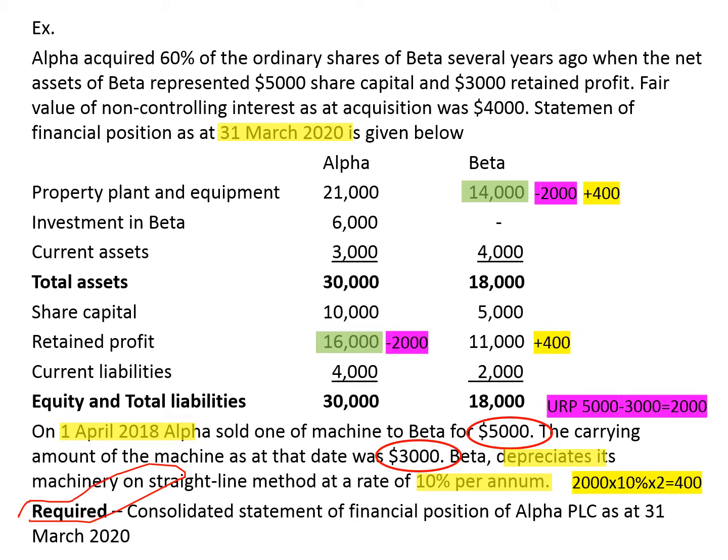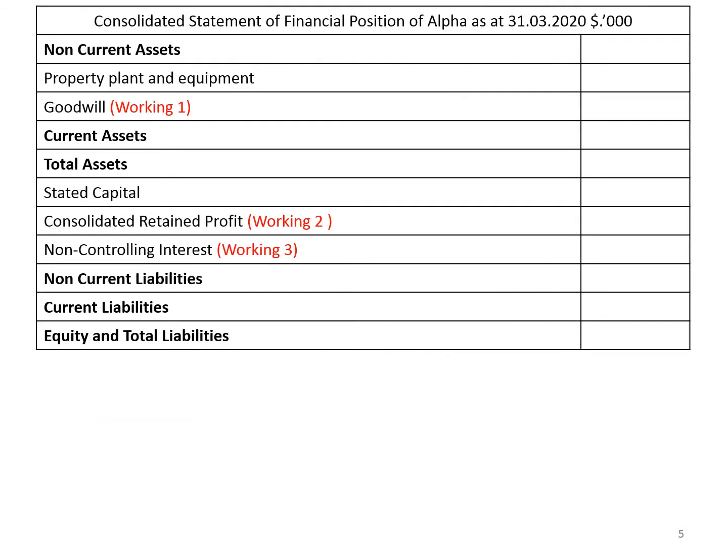We will now see how to do this step by step. Well, we first draw the format for consolidated statement of financial position of Alpha. You can see in this format, for goodwill you need to show your workings, and for consolidated retained profits and non-controlling interest computation there will be several calculations and adjustments, so you need to clearly show your workings for these three elements.